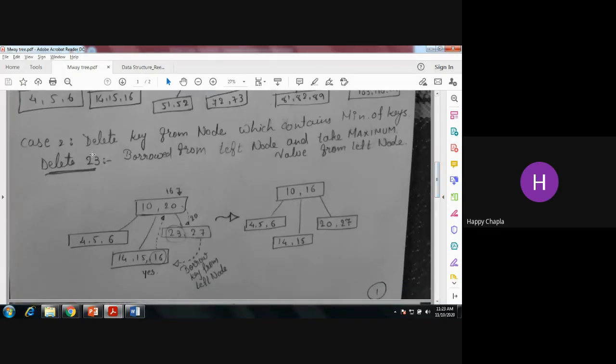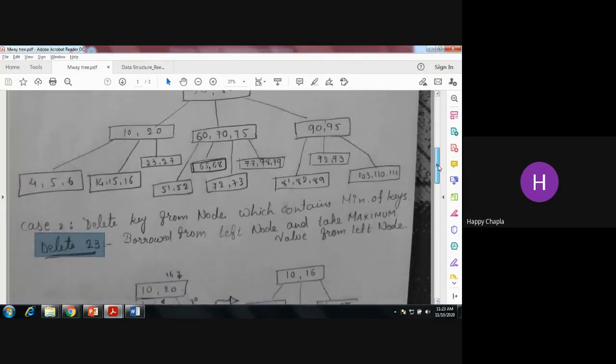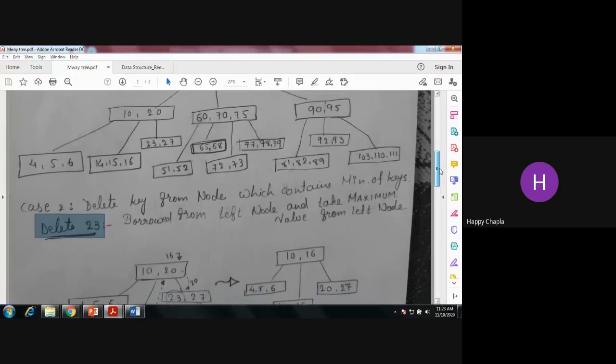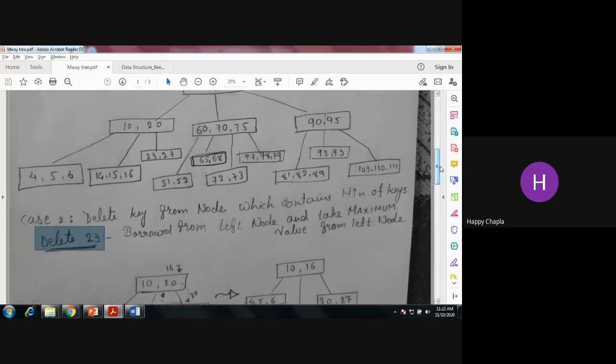Now case number 2. What is case number 2? Delete the key from a node which contains the minimum number of keys. In this case, delete 23. First find out where 23 is. Here we have 23, and this node has only two values. Now I want to delete this 23. What is the situation? Now 27 will be left alone. This is not correct, because it should have a maximum of 4 and a minimum of 2.